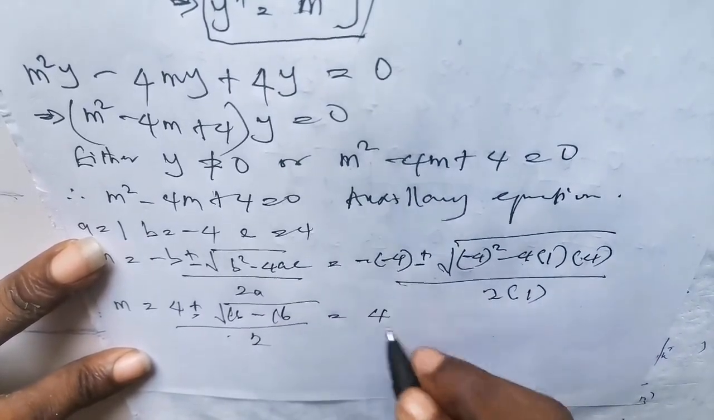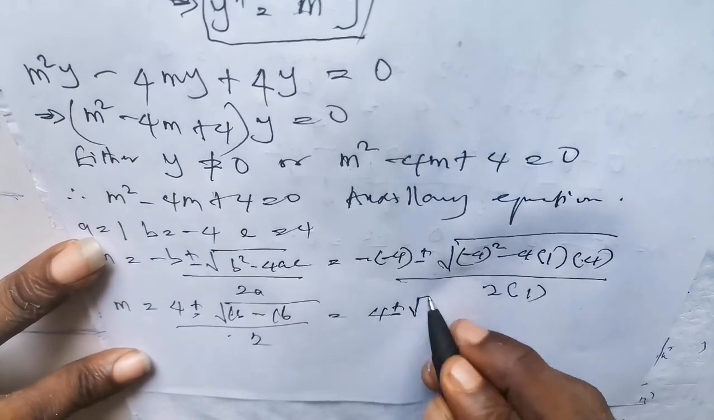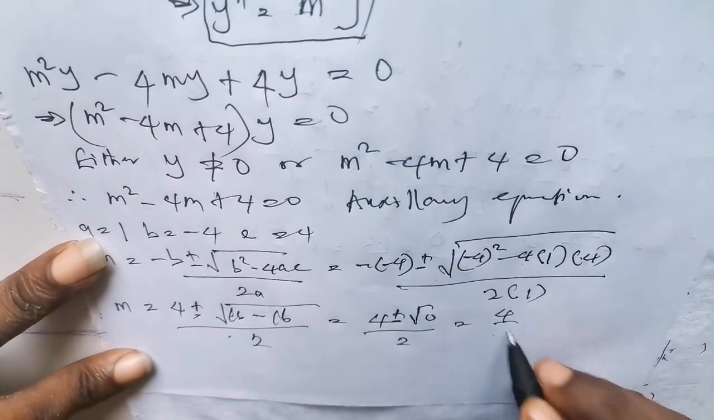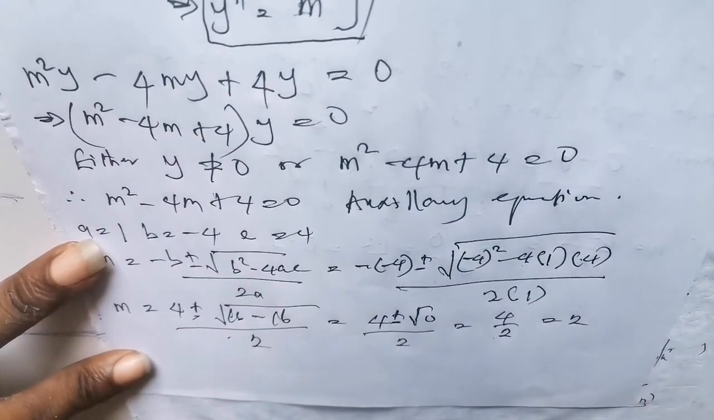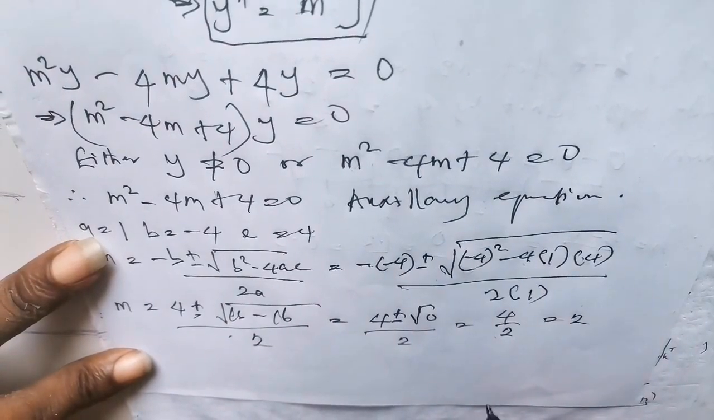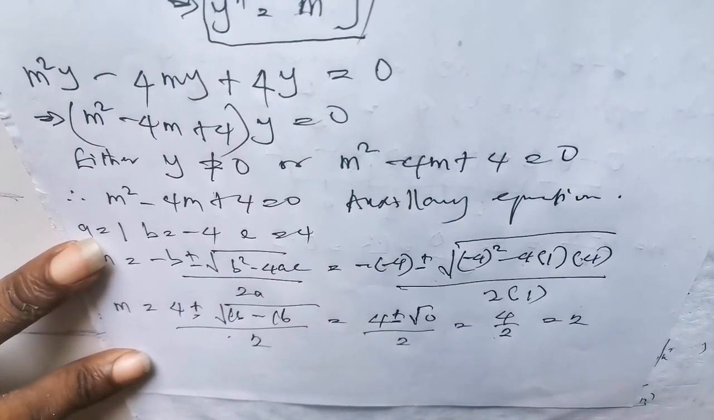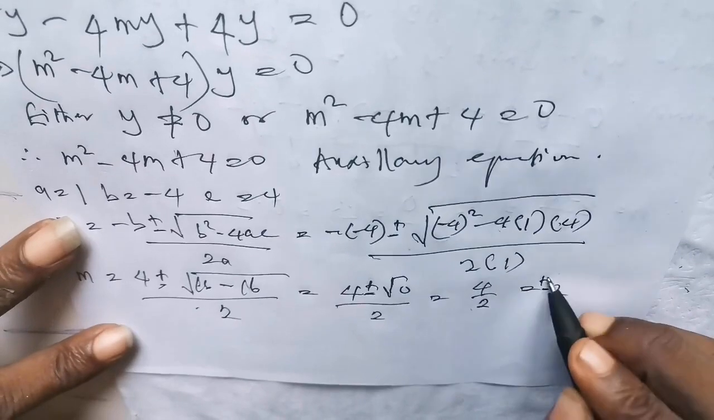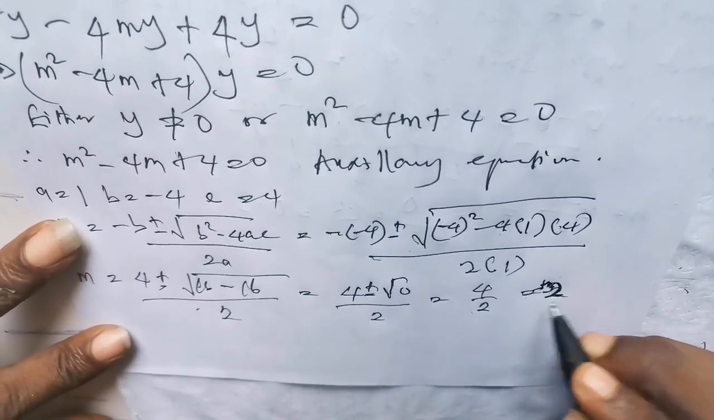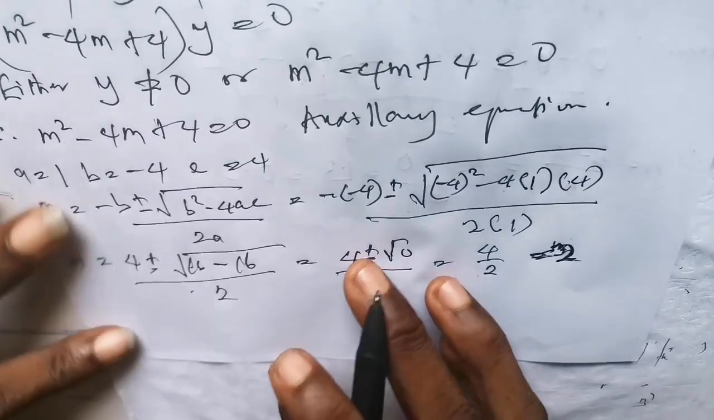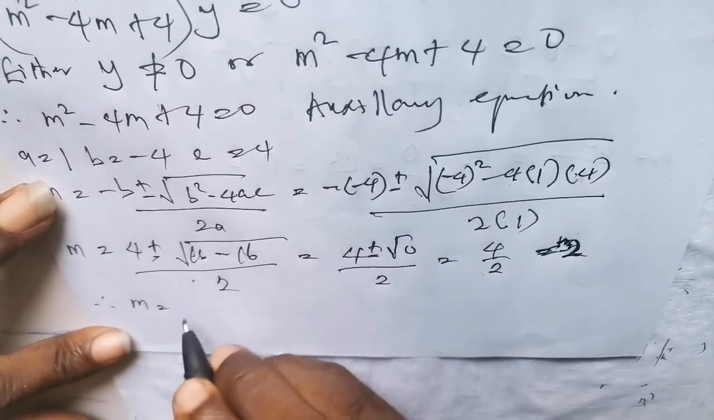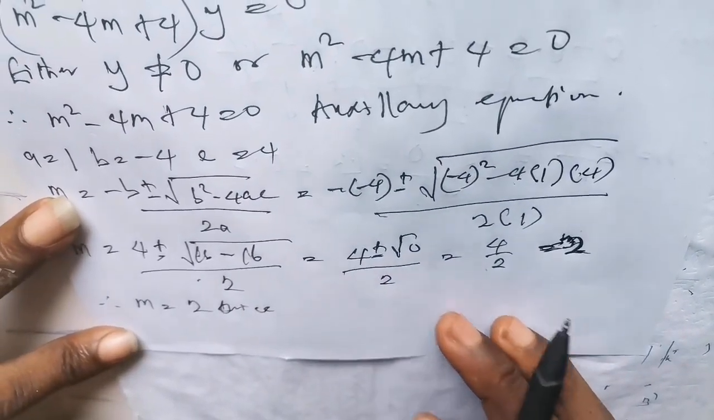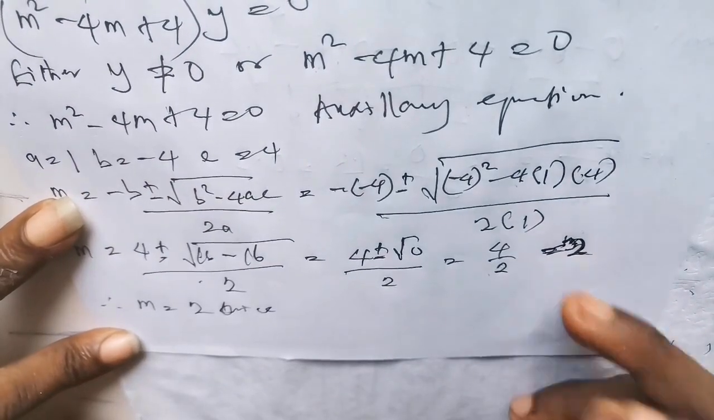And this is equal to 4 plus or minus the square root of 0, all over 2. The square root of 0 is 0, so I have 4 divided by 2, and this is equal to 2. Now, this 2 occurs twice. If you go by the quadratic formula, or by the factorization method, you also notice that these two roots occur twice. Therefore, m is equal to 2 twice.